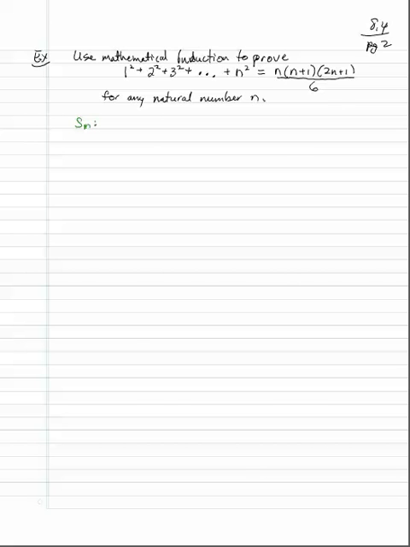Which is that original statement: 1 squared plus 2 squared plus 3 squared plus dot dot dot plus n squared equals n times n plus 1 times 2n plus 1 over 6. So that's what we're trying to prove. S sub 1 would just be 1 squared equals 1 times 1 plus 1 times 2 times 1 plus 1 all over 6.